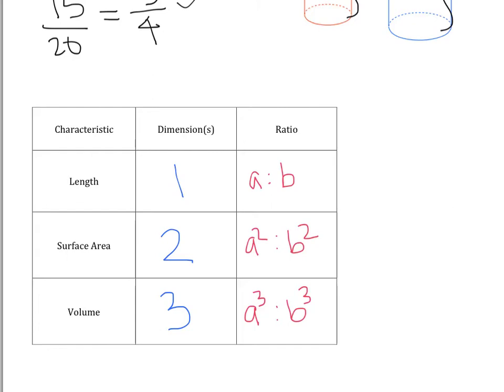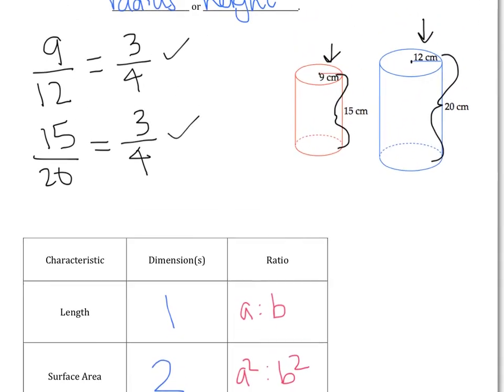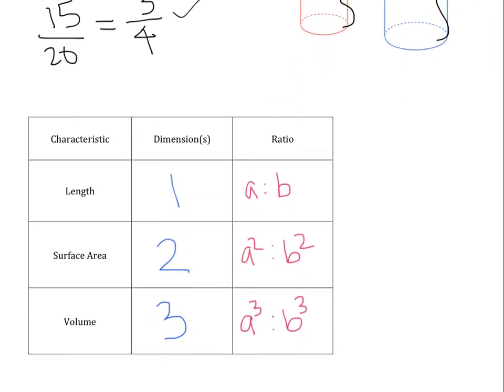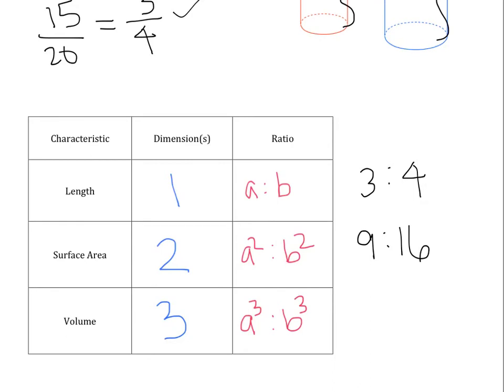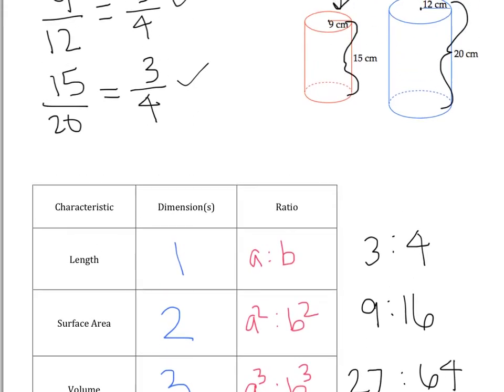So let's go up here and look at our cylinder and let's find the ratios for each of these. We know that the ratio of our length or our radii is 3 to 4. So our ratio is going to be 3 to 4 for its length. Now we need to square that ratio to find the surface area. So that's going to be 9 to 16. And we need to cube that first ratio to find the ratio of our volumes. That's going to be 27 to 64. And those are the 3 ratios for our cylinders up above.